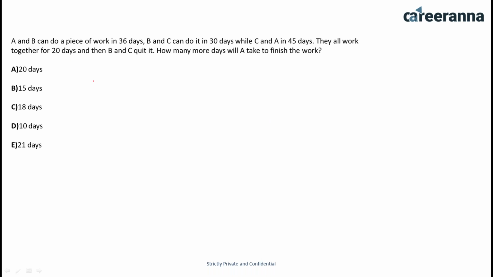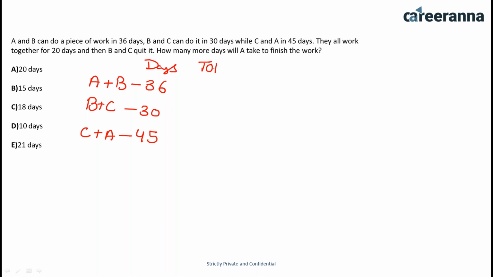Okay, so let's see. A and B can do a piece of work in 36 days. So A and B combined can complete the work in 36 days. So we are writing days here. B and C can do this work in 30 days, and C and A can do this work in 45 days. Okay, so now you have to take the LCM for all the three. So the total work, which we are assuming here, is going to be 180. Now 180 divided by 36 for calculating the efficiency.